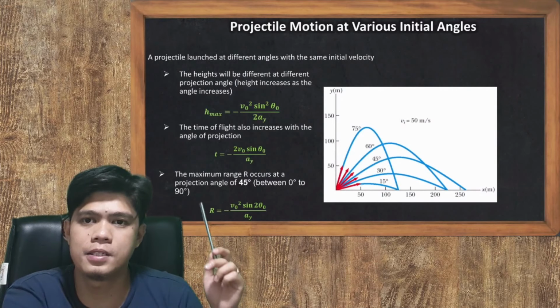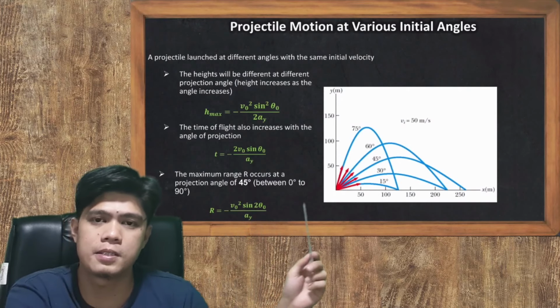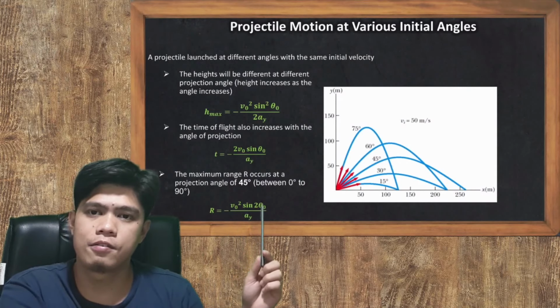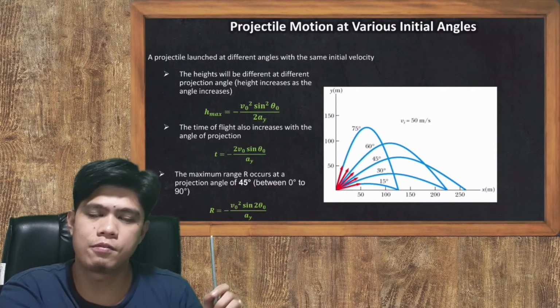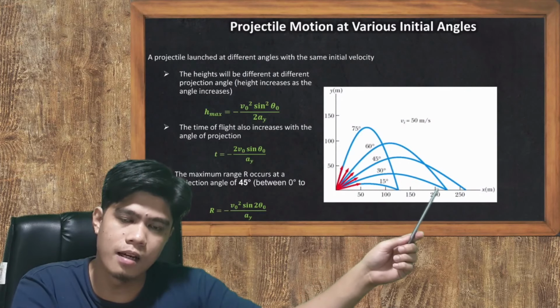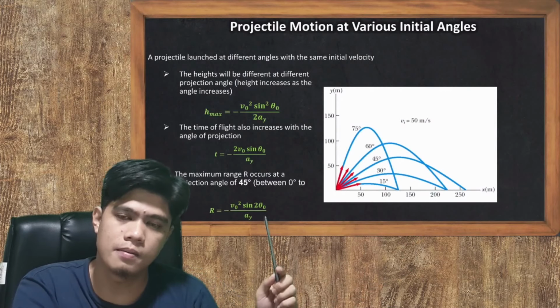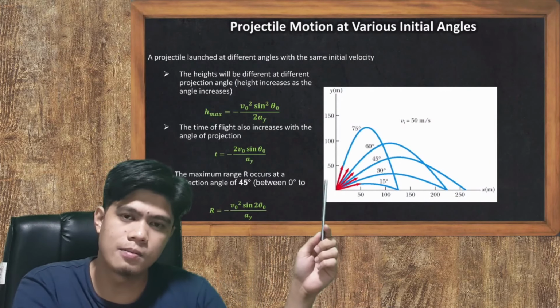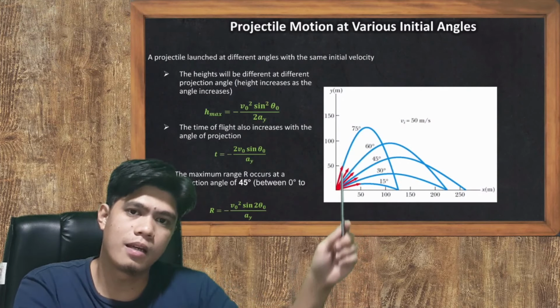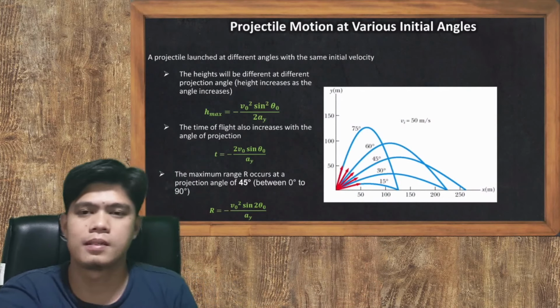The maximum range occurs at 45 degrees. Since this is sine 2 theta, sine 2 times 45 is 90, so sine 90 is the maximum value for sine. Adding or subtracting 15 from 45 degrees, for example, we have here 60 and 30, they have the same range, okay? And adding or subtracting 30 degrees, we have 15 and 75, so they have the same range, okay?